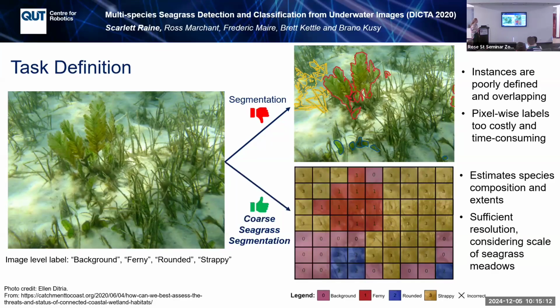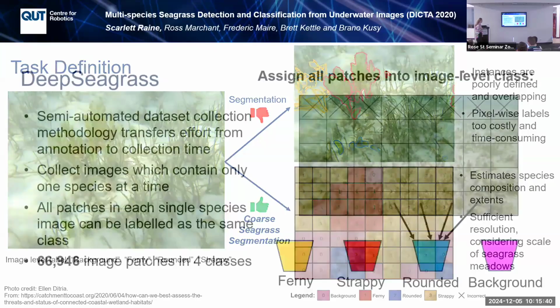Instead, in my research, we came up with this idea of doing coarse segmentation. So having some grid over the image where we're classifying at that grid or patch level. And we argue that this is a good balance between still being able to tell what species are present and having some idea of relative abundance. And at the scale of a seagrass meadow, which could be in the tens of square kilometres or more, that's enough detail to be able to map that ecosystem.